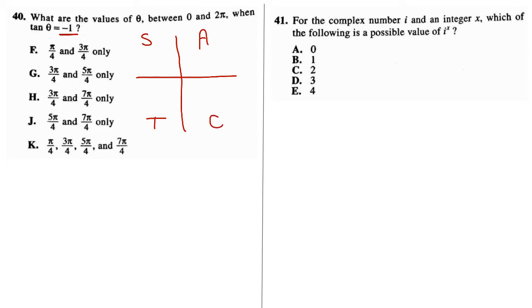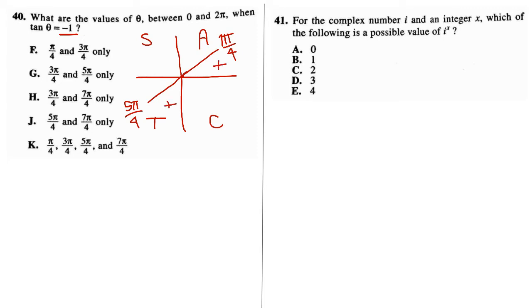So if we're going to talk about the first quadrant, now we'll go ahead and draw in the second quadrant. This is going to be pi over 4 in the first quadrant. And this one down here, we're going to say 1 plus 4 is 5 pi over 4. Now these are where tangent would be positive.